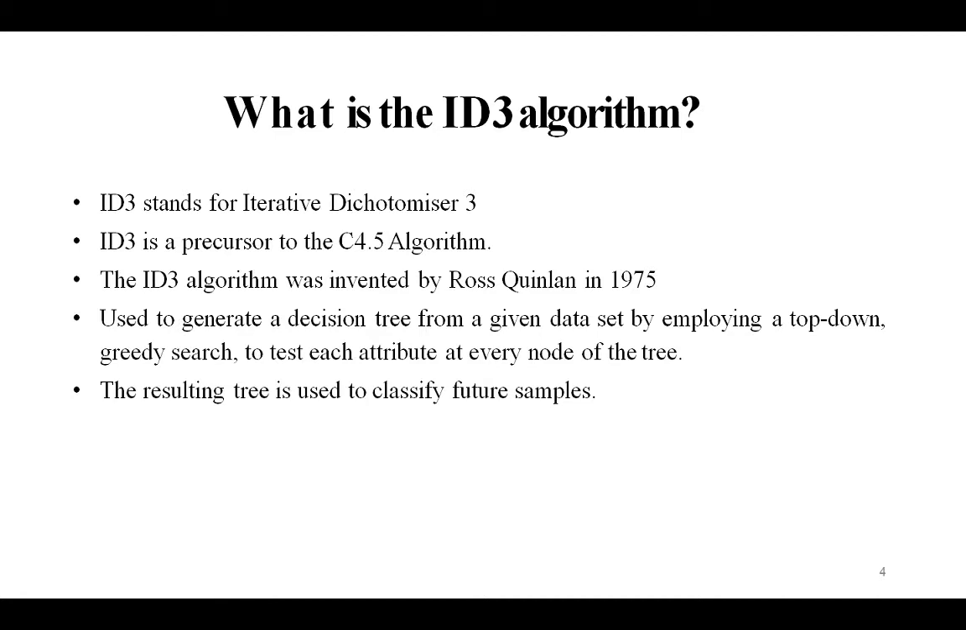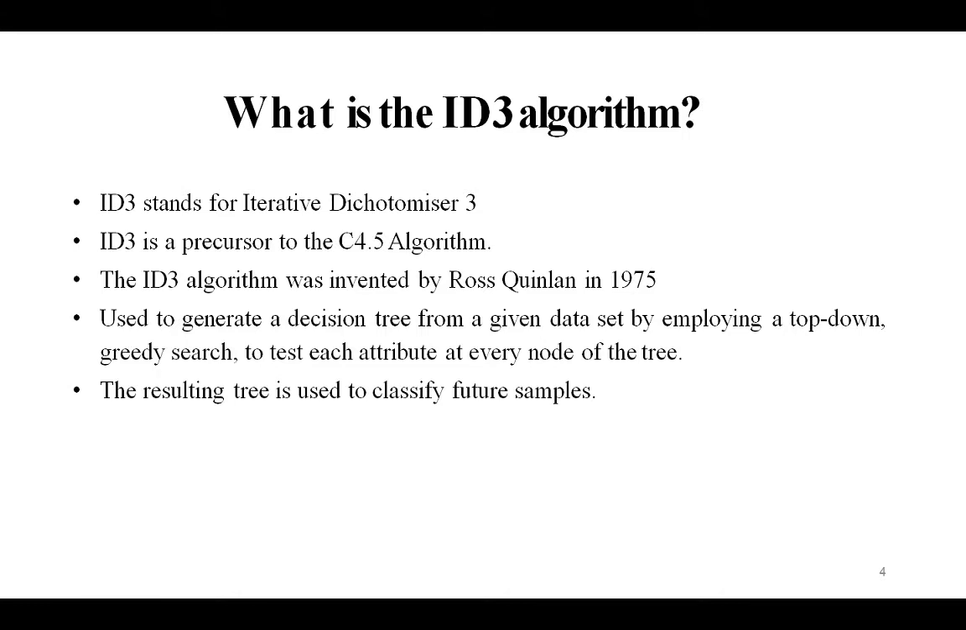Our basic algorithm, ID3, learns decision trees by constructing them top down, beginning with the question: which attribute should be tested at the root of the decision tree? To answer this question, each instance attribute is evaluated using a statistical test to determine how well it classifies the training examples. The best attribute is selected and used as the test at the root node of the tree.